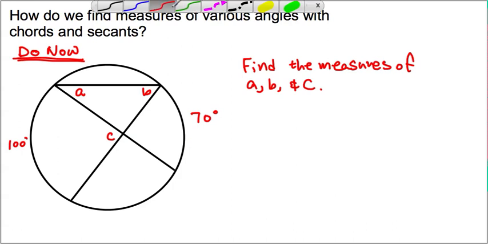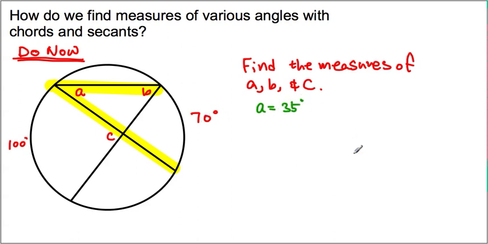So how would you do it? Let me give you a little bit of time and then we'll talk about it together. Alright, so let us look at the first one first, A. When you look into A, you will be able to realize that A is the inscribed angle from the intersected arc of 70. That means A has to be equal to half of 70, which is equal to 35 degrees.